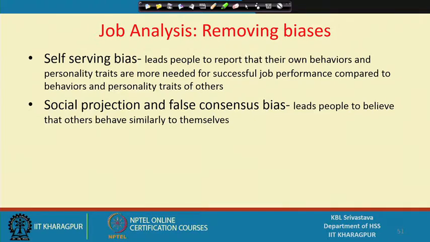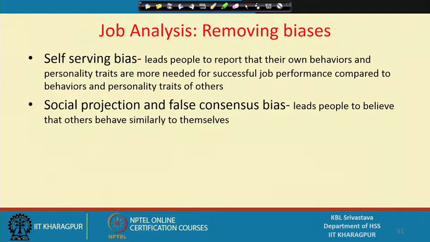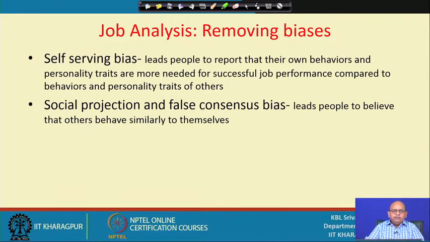Now, in order to perform this, you need certain KSAs, that is knowledge, skill and attitude, because that is going to help you to perform your job effectively. Now, when you are going to conduct job analysis for a faculty, what are the problems that may come up? These problems include self-serving biases, social projection and false consensus biases. What is self-serving bias? If you are affected by this kind of bias, then you are going to report your own behavior and personality traits, which are required for a successful job, compared to the behavior and personality of others.